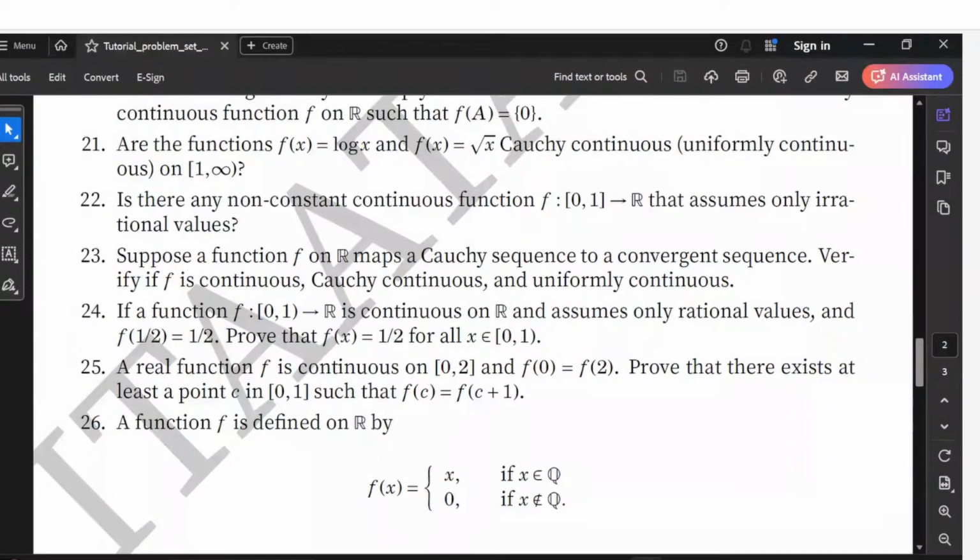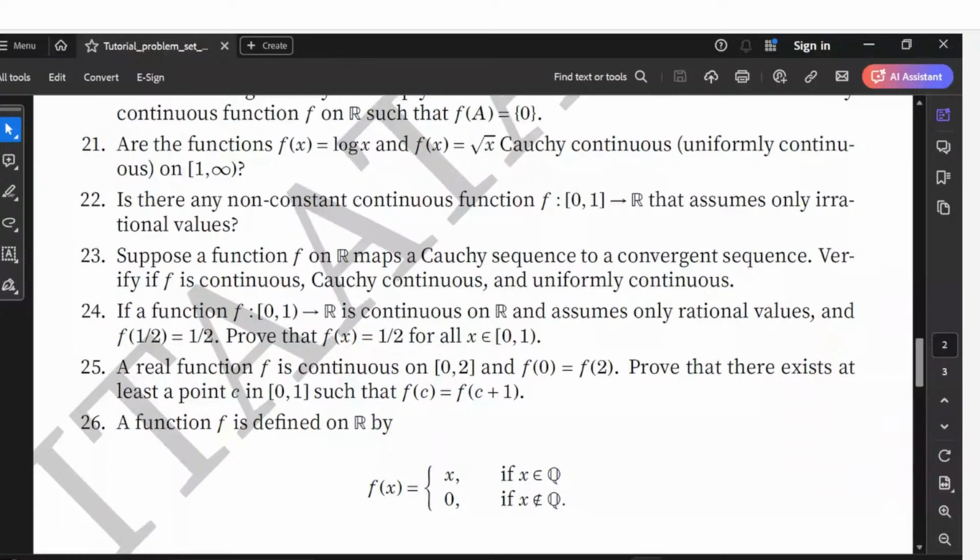You are trying to find examples where it is not so, where it maps a Cauchy sequence to a convergent sequence but is not uniformly continuous. There are some functions like, let's say, f of x from R to R is x square, which is not a uniformly continuous function on R, but it will map a Cauchy sequence to a Cauchy sequence. And because a Cauchy sequence in the real line is convergent, it will map a Cauchy sequence to a convergent sequence. So this condition is given, then it will be Cauchy continuous, but not uniformly continuous. Example is f of x equals x square.